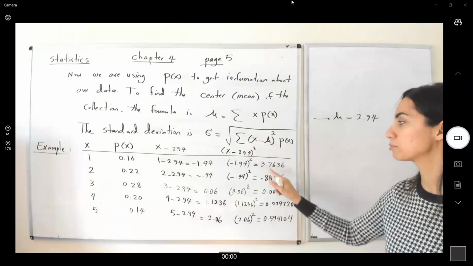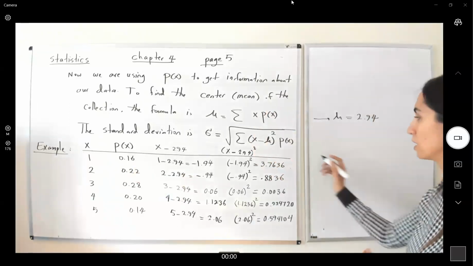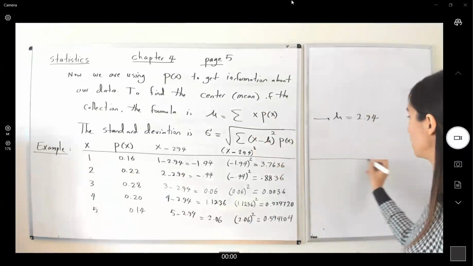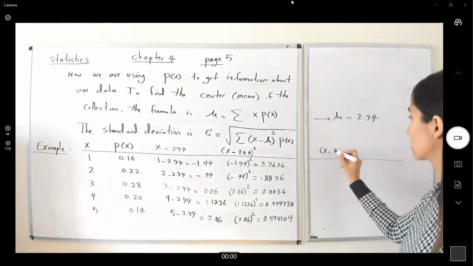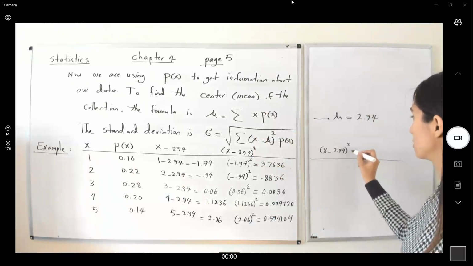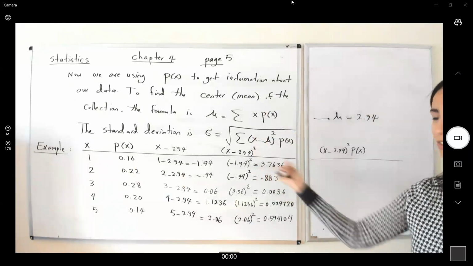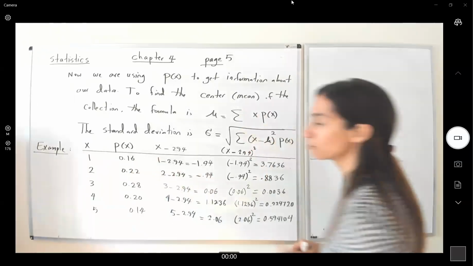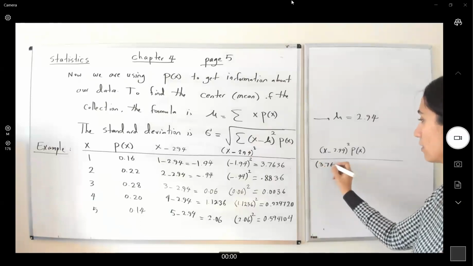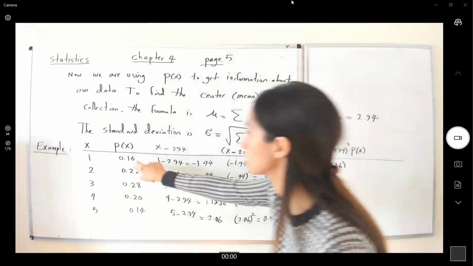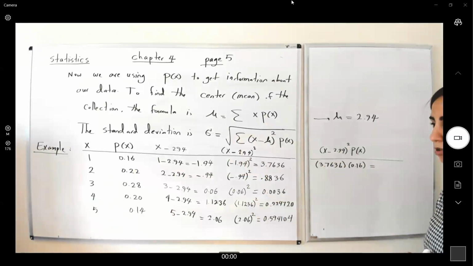Now you have to multiply each of these numbers by their probabilities. So we are forming a new column, which is x minus 2.94 to the second power times p of x. You take each of these numbers, you multiply by their probabilities. So here you have 3.7636 times its probability, which is 0.16.